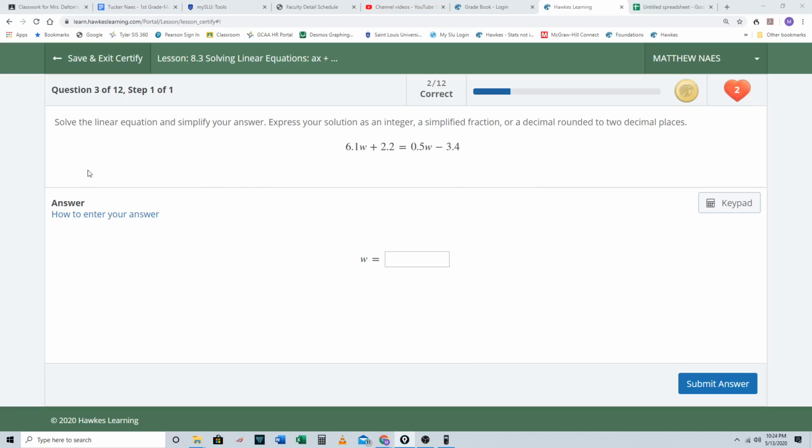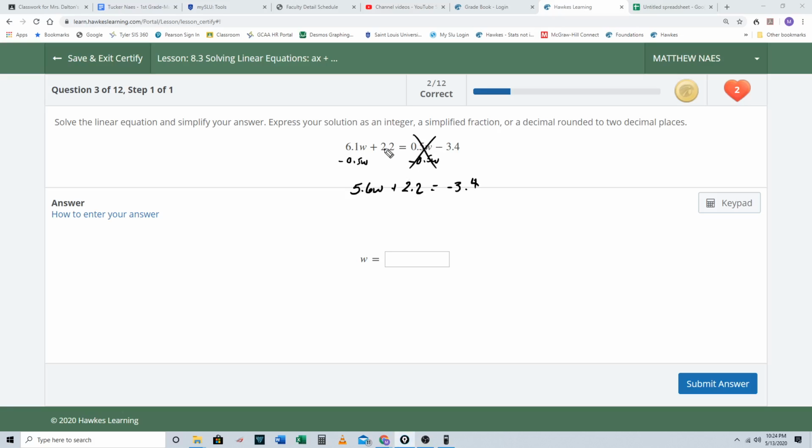Right, now we have decimals, so actually a little bit easier this one. Decimals aren't really much of a problem. So I'm going to move the smallest between 6.1 and 0.5, which is 0.5, so minus 0.5w gives me 5.6w plus 0.2 equals negative 3.4. So now I have only one w here.